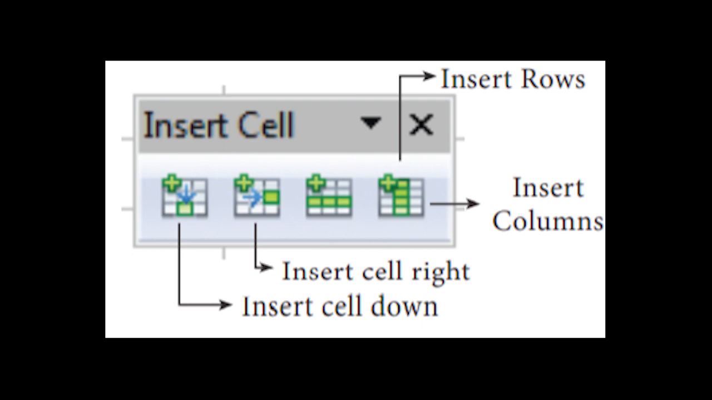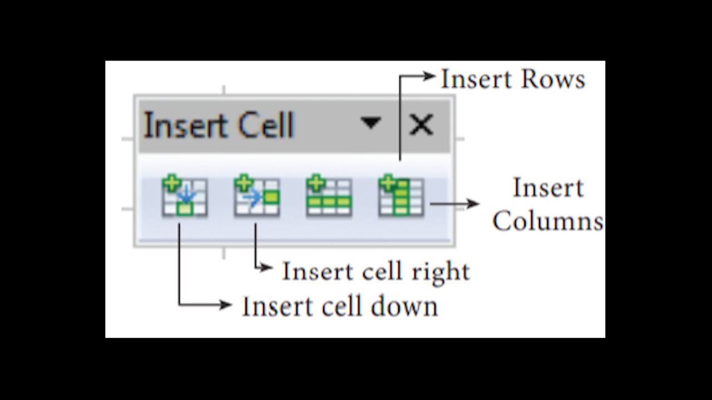Okay, a small floating toolbar will appear on the screen with four icons, right? With these four icons, you can insert cells, rows or columns. Okay, here if you see this insert cell toolbar, the first one is insert cell down, the next one is insert cell right, the next one is insert rows, and the last one is insert columns.